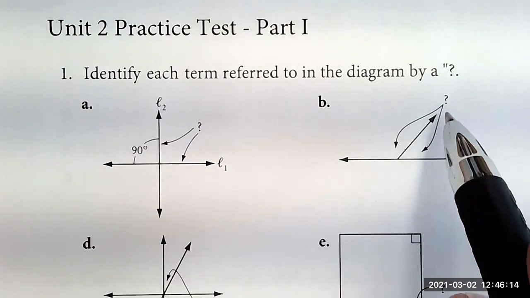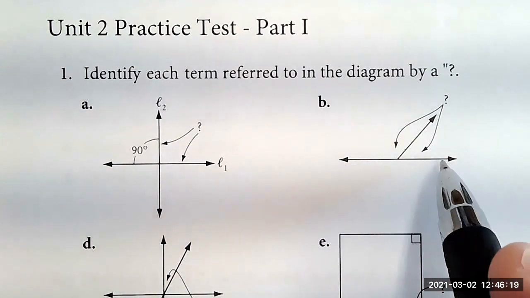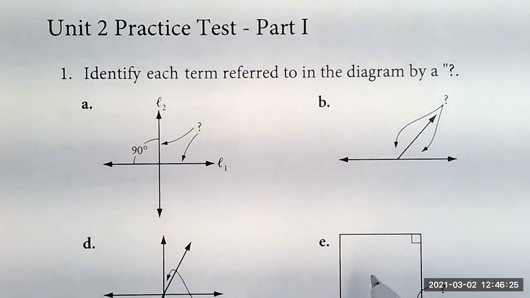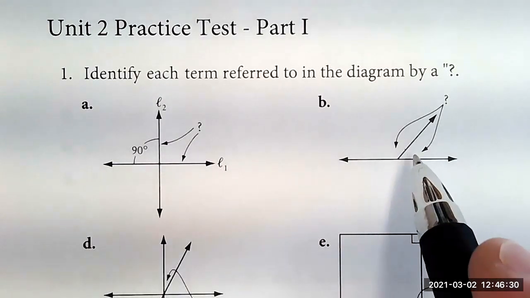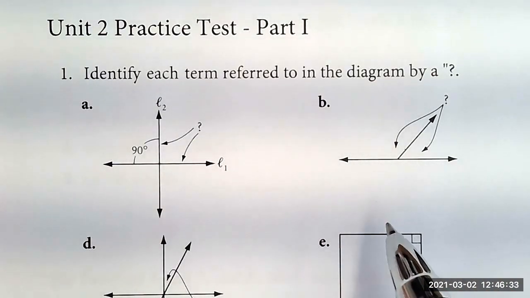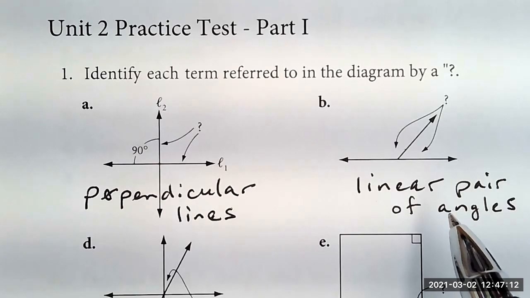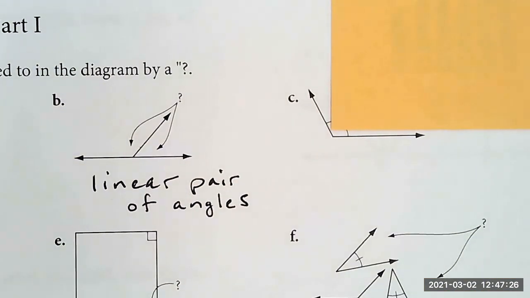For B, these arrows are pointing to two angles. The angles sit on a same line. They share a side. So while you might think these are supplementary, it's true they are supplementary angles, but more precisely, they are a linear pair. C points to an angle that we know must be obtuse because we can place a sheet of paper there and know it's greater than 90 degrees.